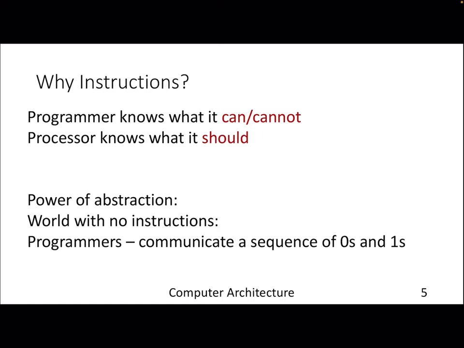As I mentioned, instructions are a tool through which the processor and the programmer communicate. The programmer knows what the processor can and cannot do, and the processor knows what it should do. This is a layer of abstraction. If we remove this layer, where the programmer and processor communicate with instructions, then programmers have to communicate with a sequence of zeros and ones, because that's what the processor understands.